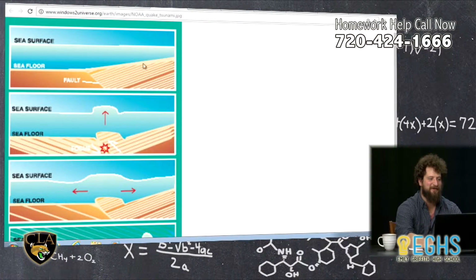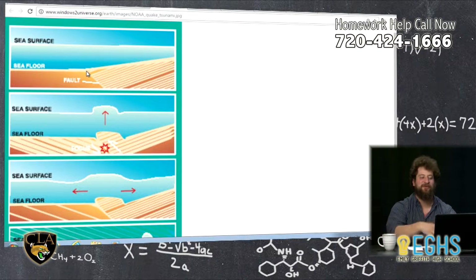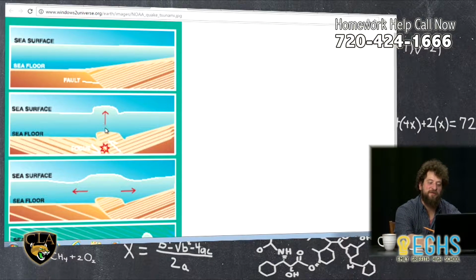Where did I put it? There it is. So in this image, here's the sea surface. Here's the sea and the sea floor. This is a fault line right here. We're imagining that there's an earthquake that occurs at the fault line. What you get is an upward force. You can see in the second image, force moves upward.